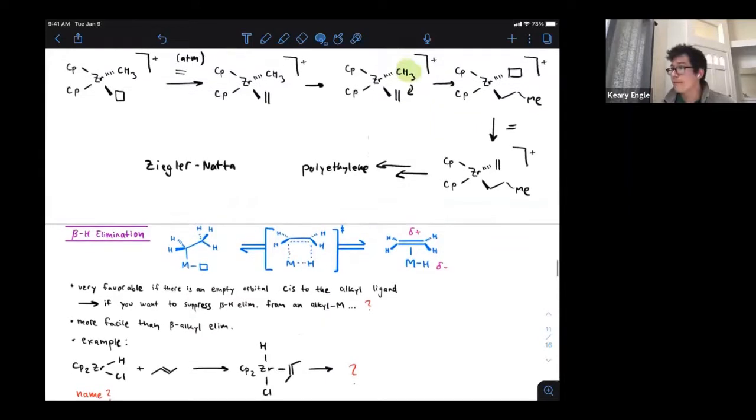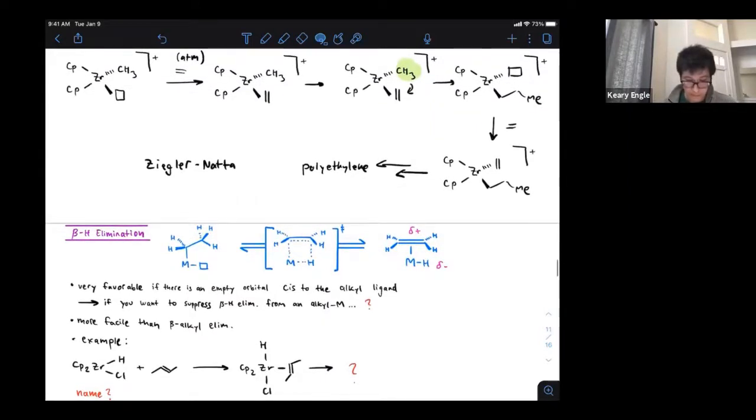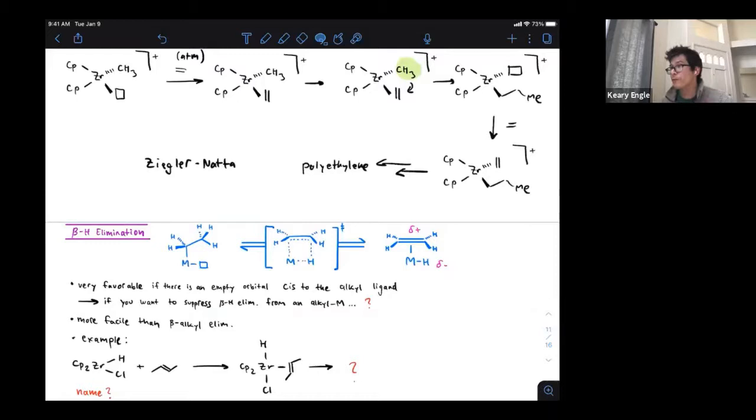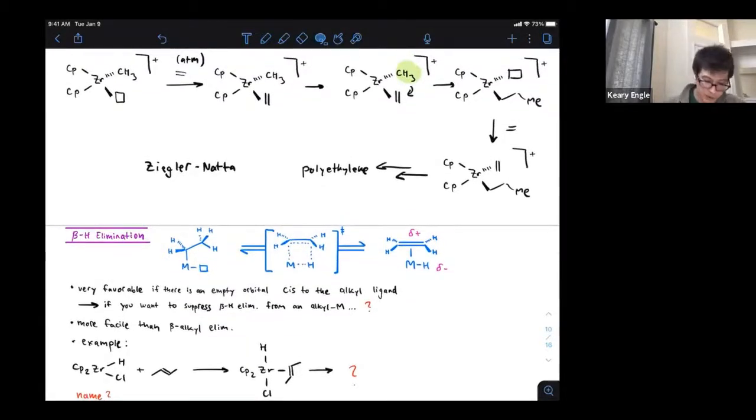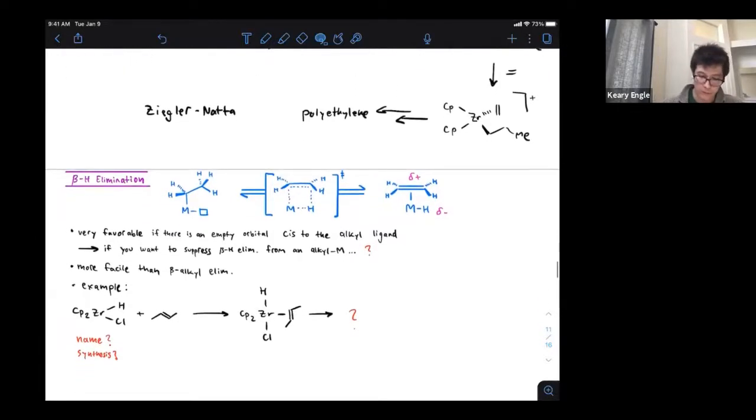Okay, any questions on that? This is an industrially relevant real world example, but one that is mechanistically fairly straightforward because you only have a limited number of options for each elementary step. We'll see examples that are more complicated as we move forward in the class.